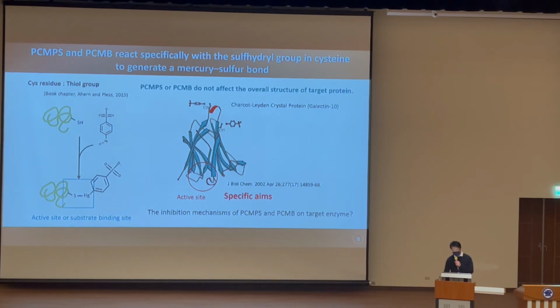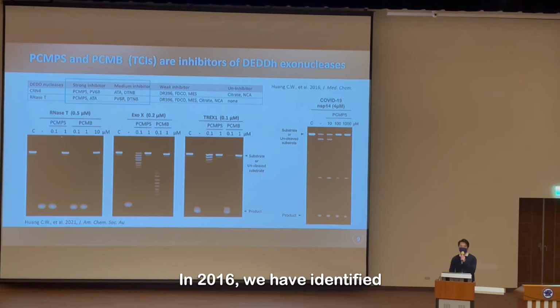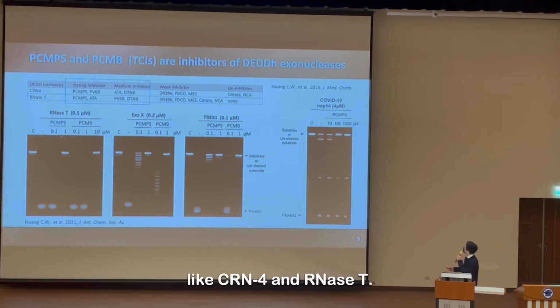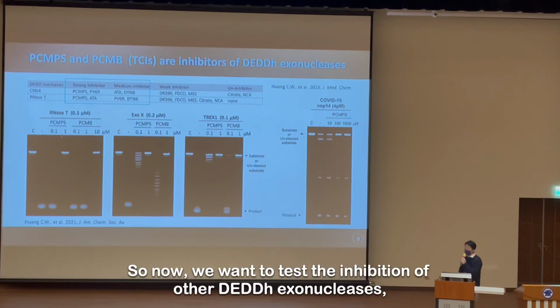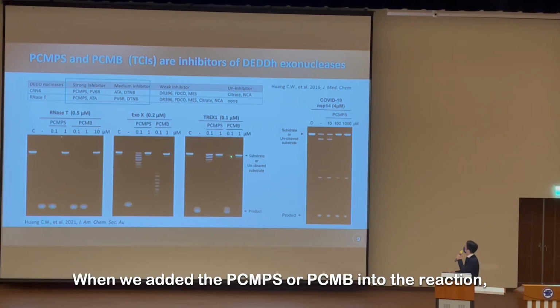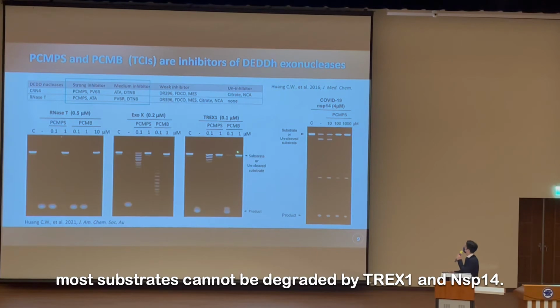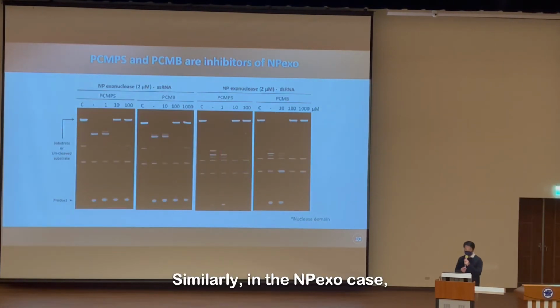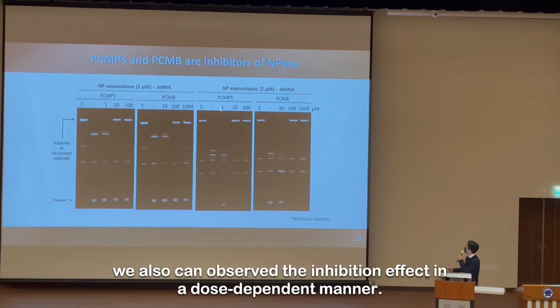In 2016, we identified PCMPS as an inhibitor of some DEDDh exonucleases, like CRN4 and RNST. So now we want to test the inhibition of other DEDDh exonucleases, especially drug targets like JACS1 and ASP40. Similarly, we can see the inhibition. When we add PCMPS and PCMB into the reaction, most of the substrate cannot be degraded by JACS1 and ASP40. So we can see the inhibition effect. Similarly, in the NPexo case, we can also observe the inhibition effect in a dose-dependent manner.